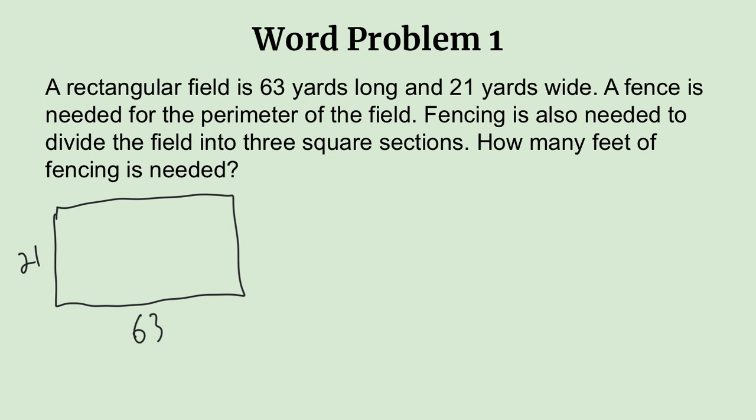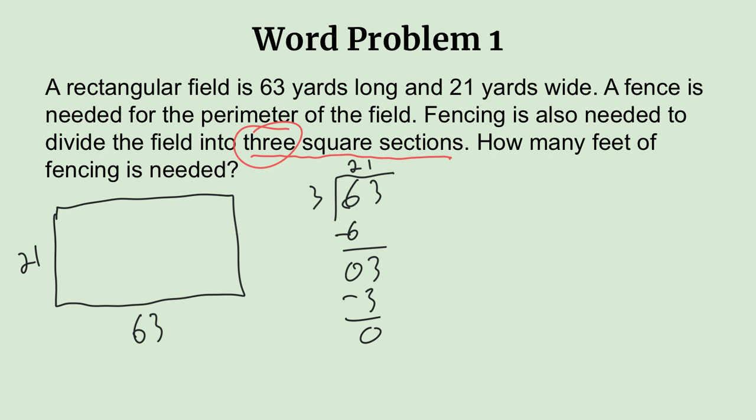So key word I see here is this 3 square sections, and we need 3 of it. So what we want to check is, can we split 63 into 3 equal parts? So 63 divided by 3, 6 goes in 3 twice, 6 subtract 0, 3, 3 goes in 3 one time, and we can. So we're going to split this up into 3 equal parts where that 63 becomes a 21, 21, 21. I know my drawing doesn't show it.